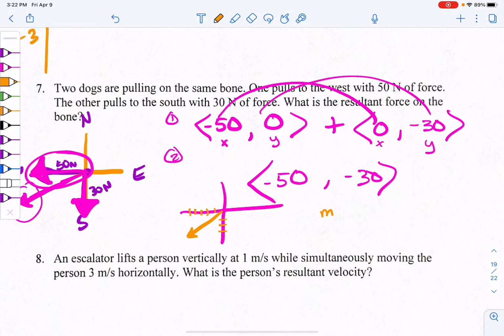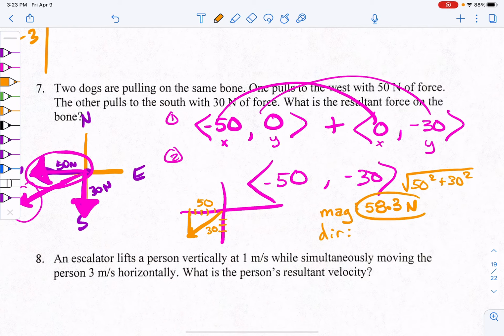And the only thing that we have left to do is to find the magnitude and to find the direction, okay? So the magnitude is the force that is applied on that bone, and it's going 50 this way and 30 this way, okay? Magnitude is just going to be the Pythagorean theorem. So 50 squared plus 30 squared, and the square root of that is 58.3 newtons of force is what's going to be applied to that bone.